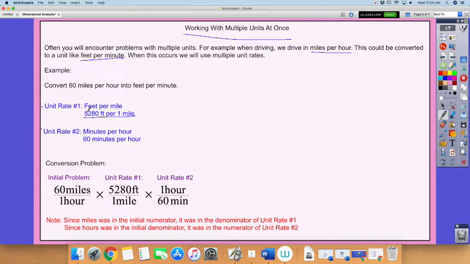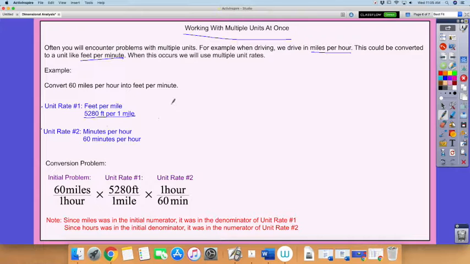There are technically 5,280 feet per 1 mile. It's okay if you don't have that perfectly memorized. I had to look it up too to make sure I was right. So that's going to be our unit rate to convert our miles into feet. And then our second unit rate that we've already used a lot, minutes per hour. We know there's 60 minutes per 1 hour.